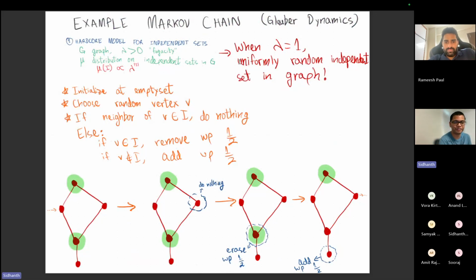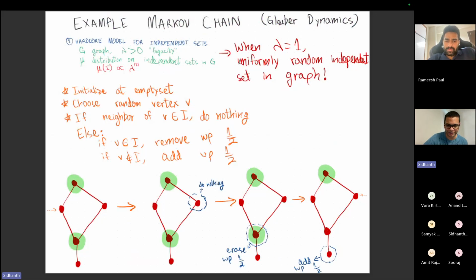Okay, but then if v has no neighbors in the independent set, then there's some chance of v being in the independent set. And in particular, if v is already in the independent set, then you flip a coin and if the coin comes up heads, you remove it; in particular, you remove it with probability half. And if v is not in the independent set, you add it with probability half.